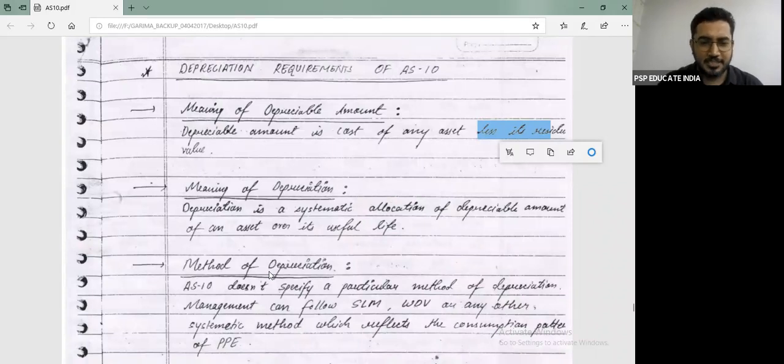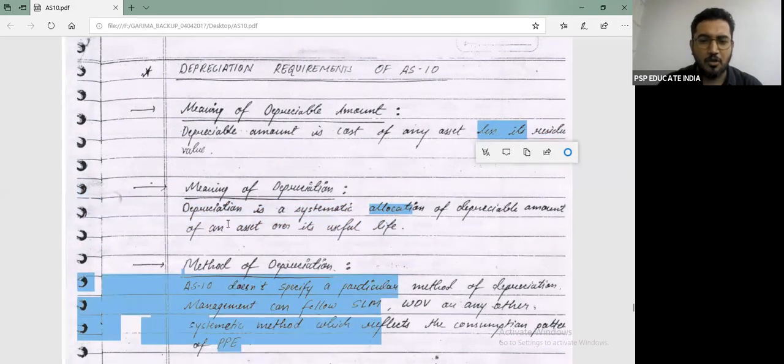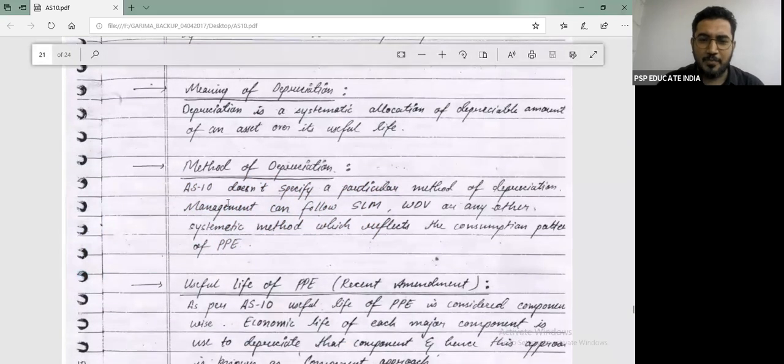Meaning of depreciation. Depreciation is a systematic allocation of depreciable amount of an asset over its useful life. This is the basic definition of depreciation. What are the methods of depreciation? Very important. Please understand.